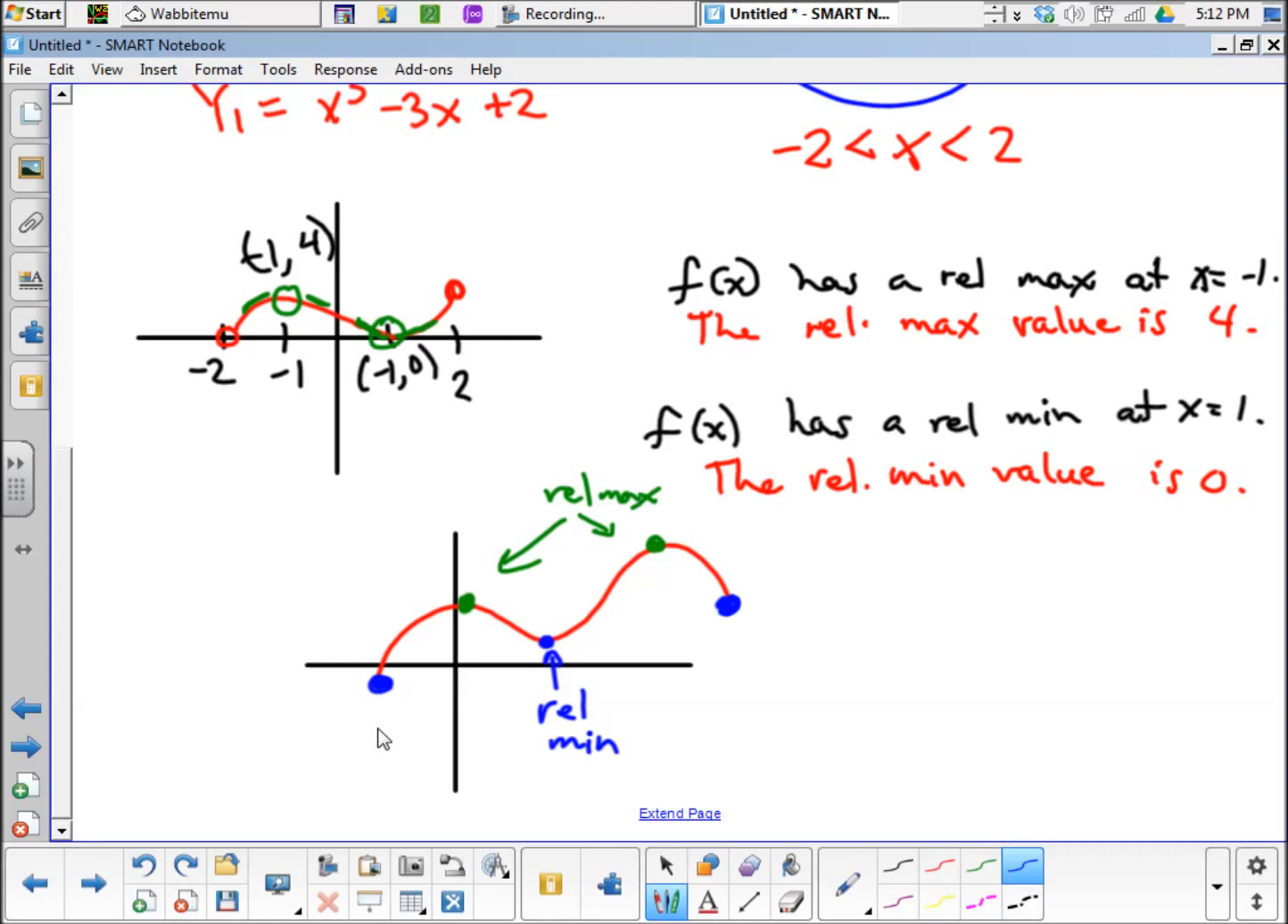So we don't have to stress out about whether we want to call these endpoints open or closed. Open, closed. It doesn't matter. We're not going to be asked about those endpoints. In these examples you're doing in the book, those are always open, so you don't have to worry about it. But I thought it was worth mentioning. So this has 2 relative maxima and 1 relative minimum.